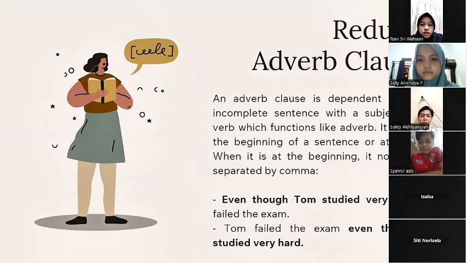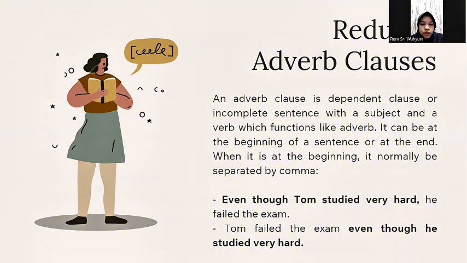Reduced adverb clauses. An adverb clause is a dependent clause or incomplete sentence with a subject and a verb which functions like an adverb. It can be at the beginning of a sentence or at the end. When it is at the beginning, it is normally separated by a comma. Even though Tom studied very hard, he failed the exam. Tom failed the exam even though he studied very hard.